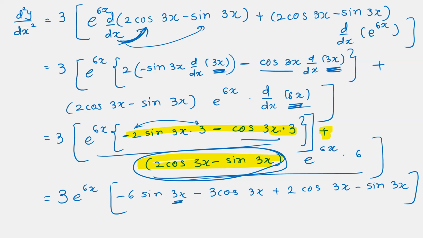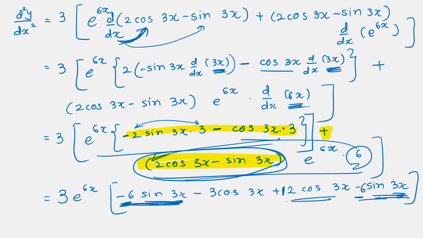You can see that whenever angles are the same, the numbers can be added, like sin 3x and sin 3x. Oh, this 6 remained. 6 2s are 12, so here 12 will come. This 6 is multiplied, this 6 was not out. 6 2s are 12. Minus 6 sin 3x and minus 6 sin 3x makes minus 12.